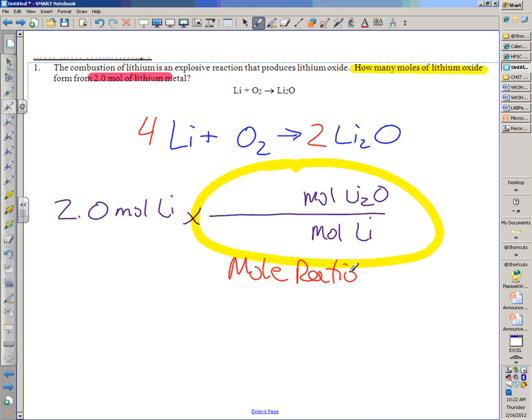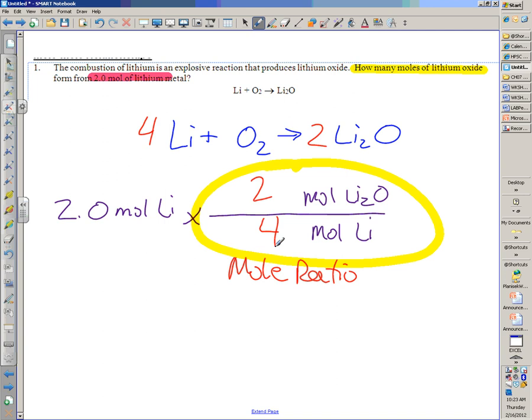The next step after we take care of the units is we have to fill in the numbers. In a mole ratio, where do we get the numbers from? The coefficients of the balanced equation. What's the coefficient in front of lithium oxide in this balanced equation? 2. What's the coefficient in front of lithium? 4. Everyone see where I got those from? Julia, it does simplify to a half.